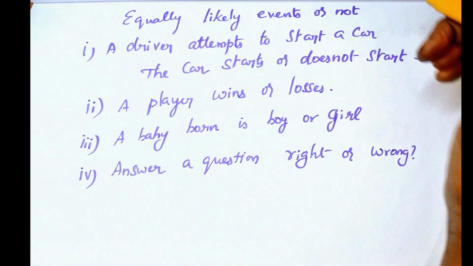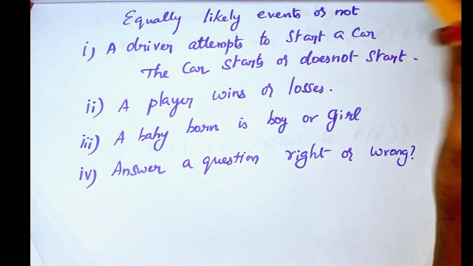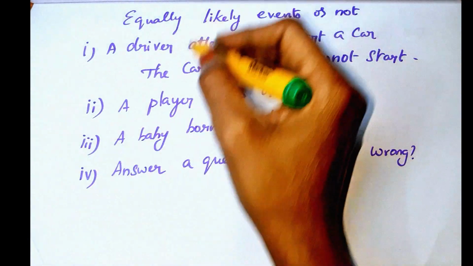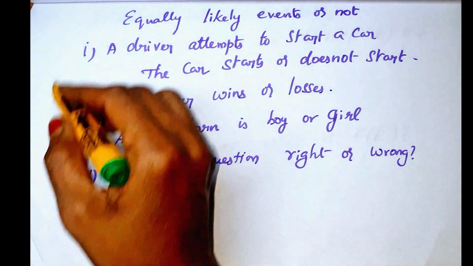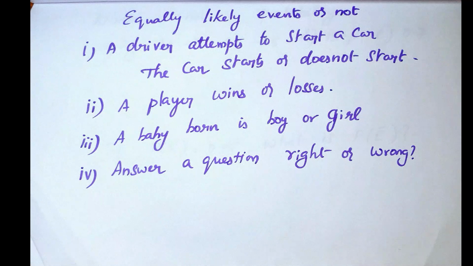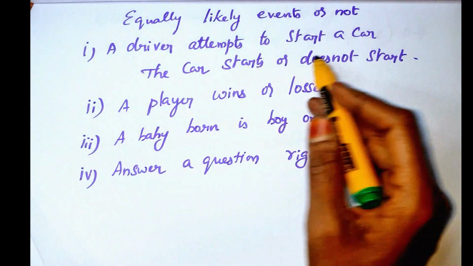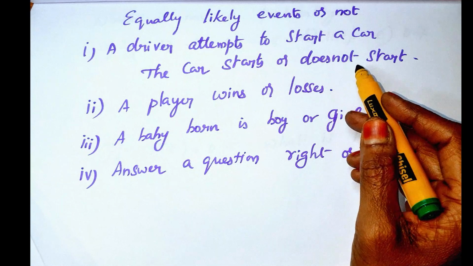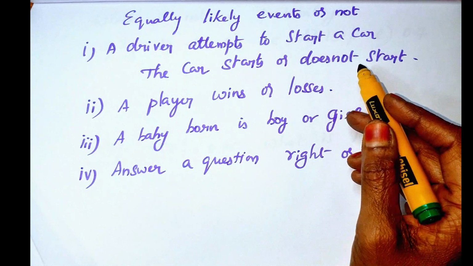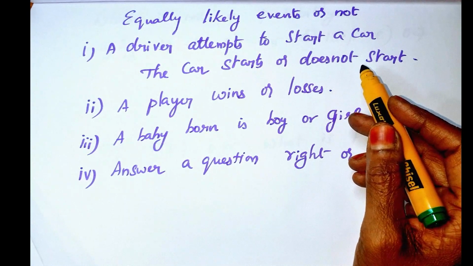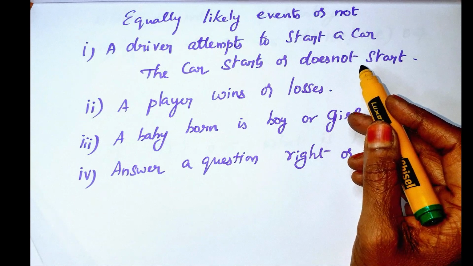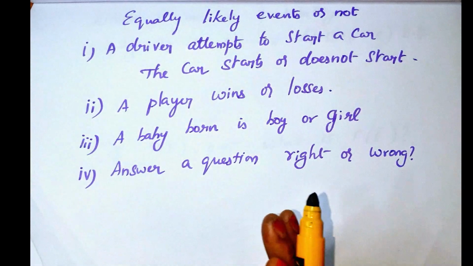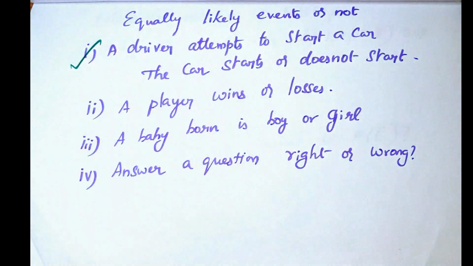The next one is equally likely events. We are going to find which is an equally likely event and which is not. Equally likely events means it will have only two options, either or. This will happen or that will happen. A driver attempts to start a car. It may start and it may not. Such events are called equally likely. Starting and not starting have equal probability. So it is equally likely.